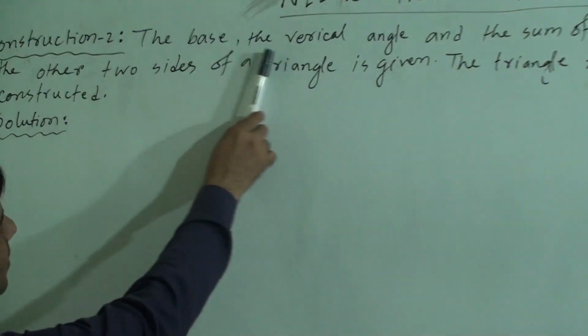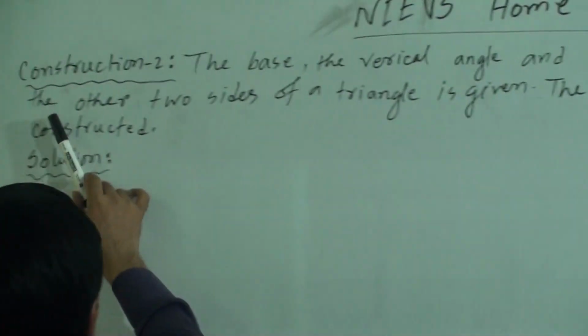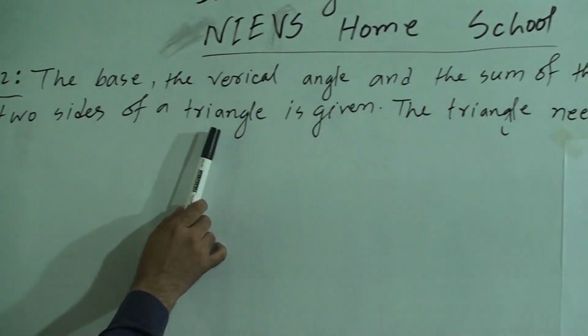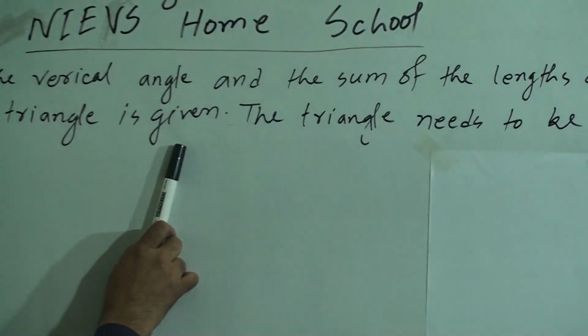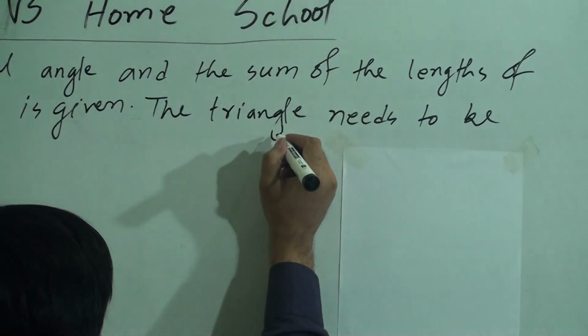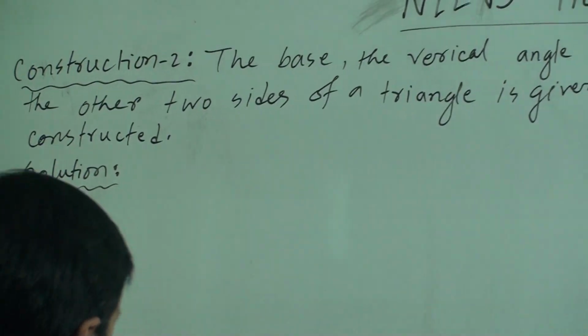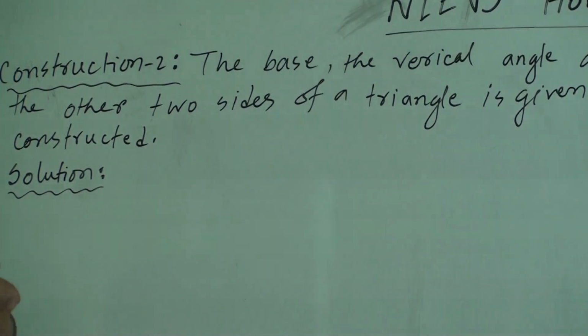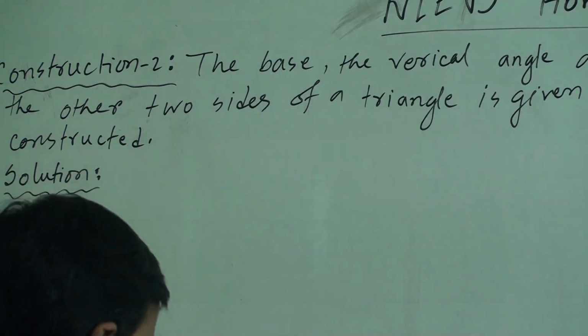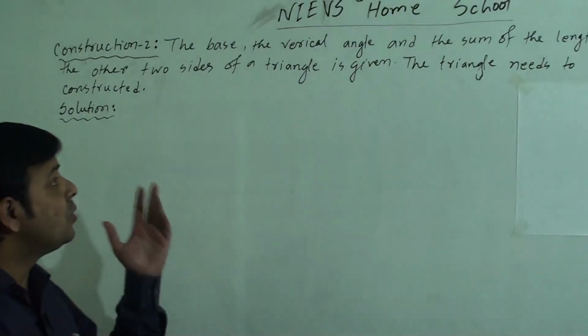Construction-2. The base, the vertical angle and the sum of the lengths of the other two sides of a triangle is given. The triangle needs to be constructed. Dear students, let us see. To construct the triangle, at first we need to know the base.